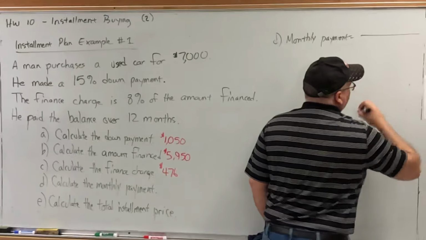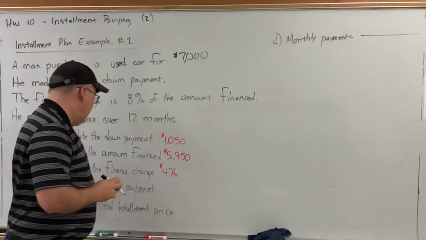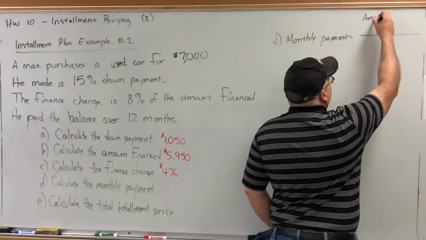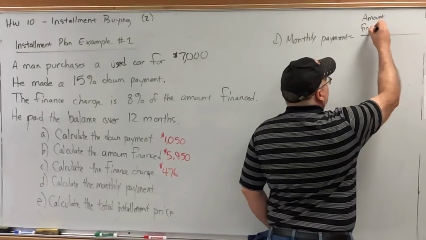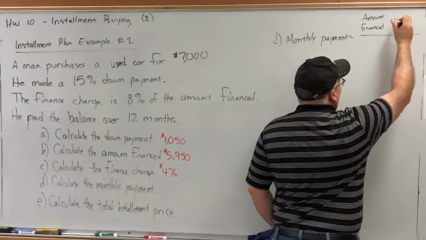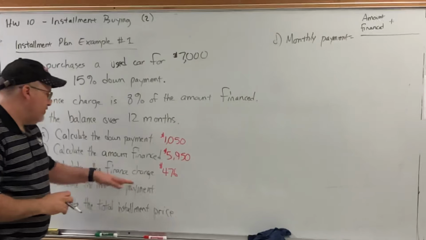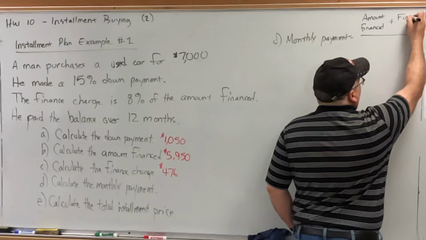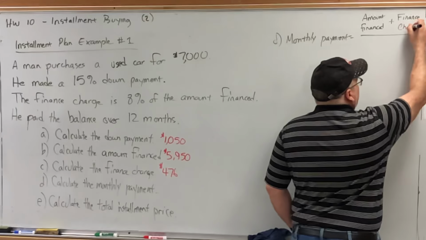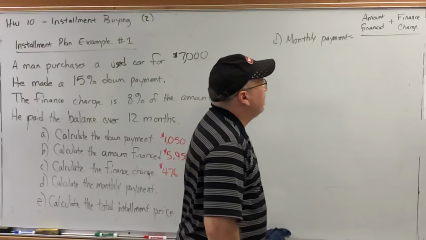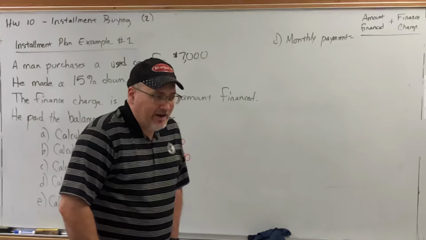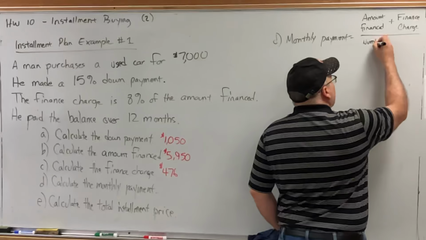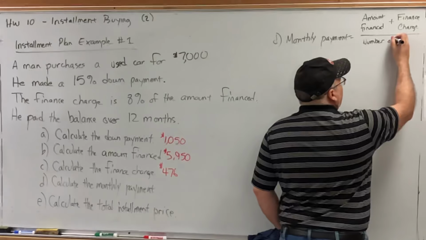let's think about it. What do I still owe? I still owe the amount financed. That's not all I owe. I also owe you the finance charge, the charge for the privilege of paying this out over 12 months. I don't owe you the down payment, I've already paid it. I still owe you those two things, and I'm going to pay them out over 12 months, so we have to divide it by the number of payments, or the number of months.